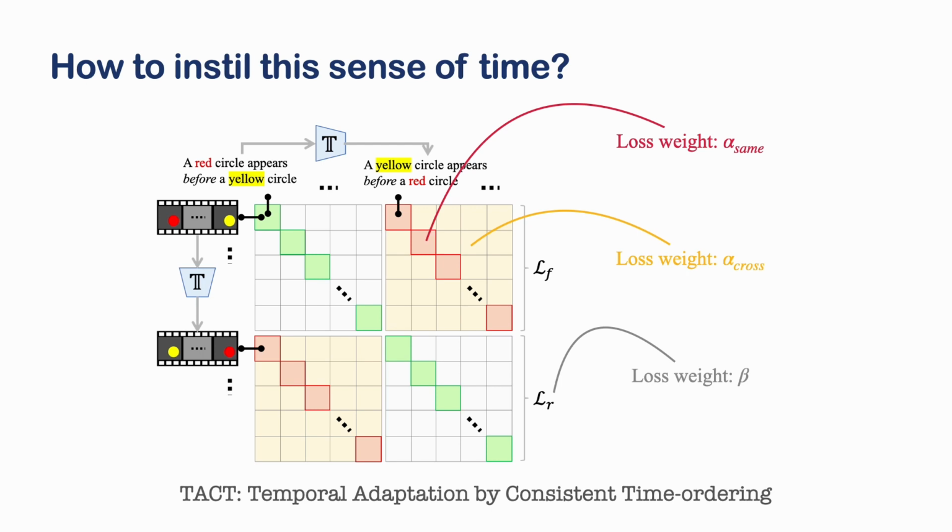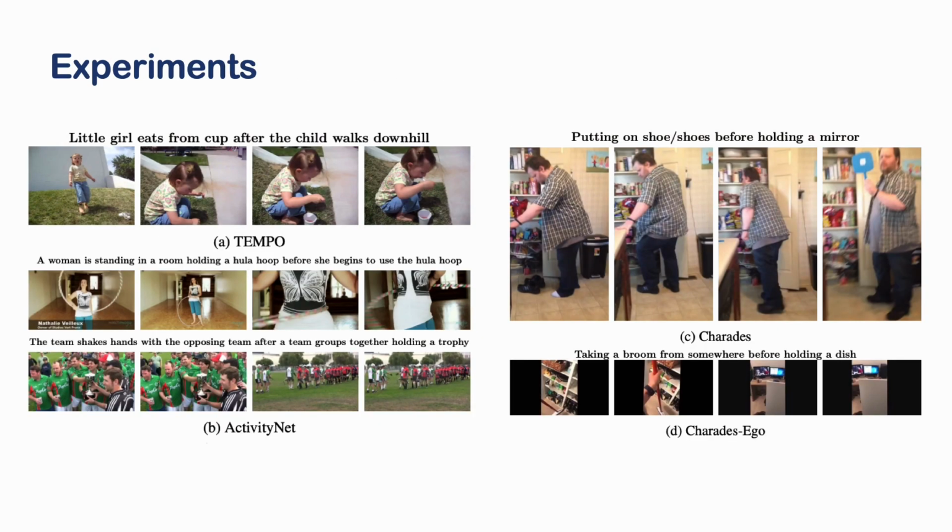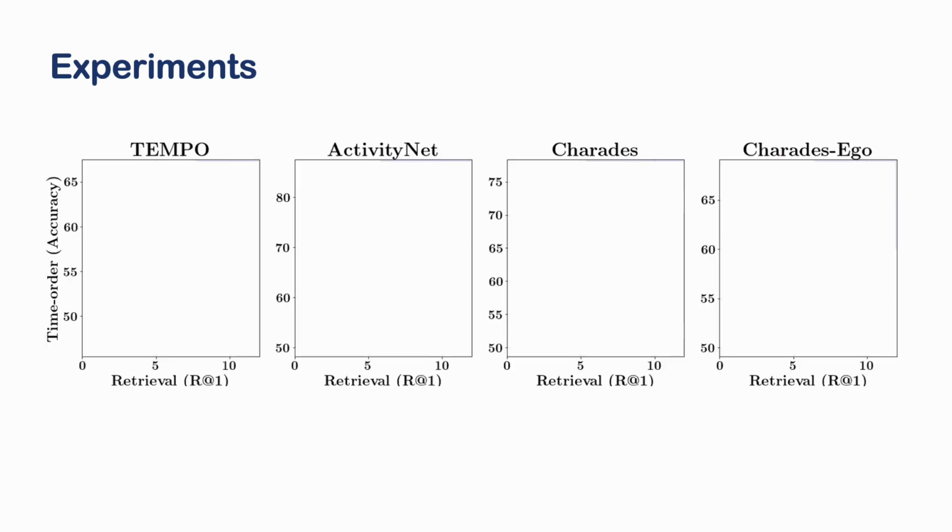As a baseline, we consider only applying the usual contrastive loss on the top left quarter of the matrix. We call this the non-temporal baseline. We experiment with TACT on 4 diverse datasets: Tempo, ActivityNet, Charades, and Charades-Ego. We create artificially stitched clips as described earlier. We consider two tasks. One, text to video retrieval, and second, our test of time.